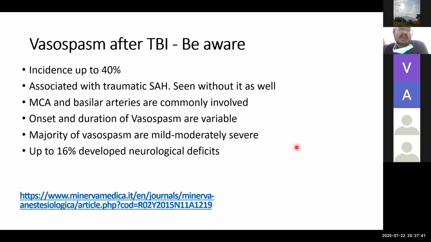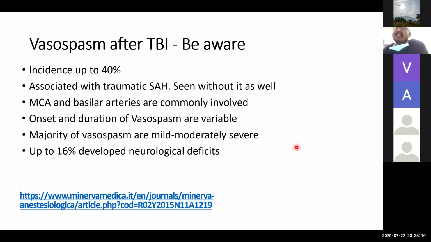It is associated with traumatic SAH but can be seen without it as well, just by having blood in the cisterns. It could be SAH, it could be ICH, IVH, or simply SDH. Without having SAH also, you can see vasospasm. More often you see it in the middle cerebral artery and basilar artery. And onset and duration of vasospasm are variable.